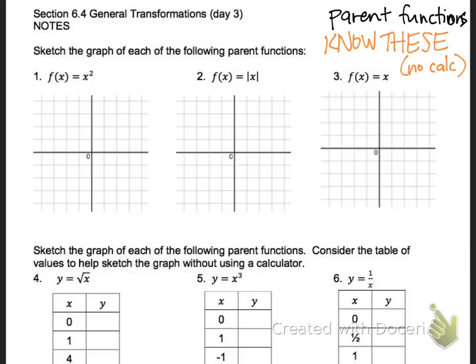So we've learned in depth 3 of them. Y equals x squared, absolute value of x, and x. So let's sketch those really quickly. X squared has a vertex of 0, 0. Up 1 over 1 on each side makes a U.